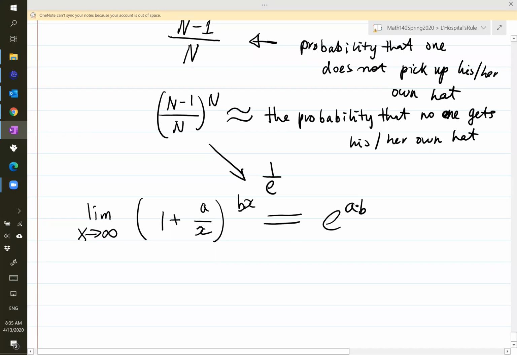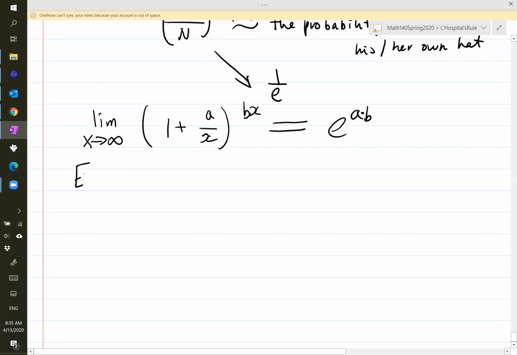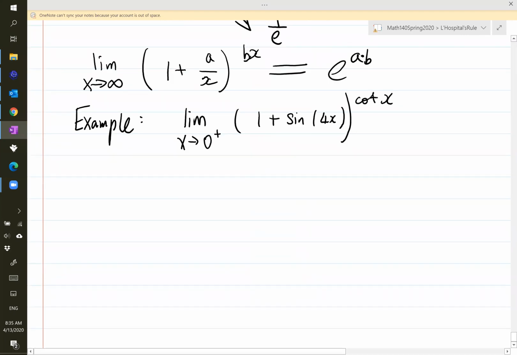Example. Limit as x approaches 0 from the plus direction of 1 plus sine 4x, to the power cosine x.